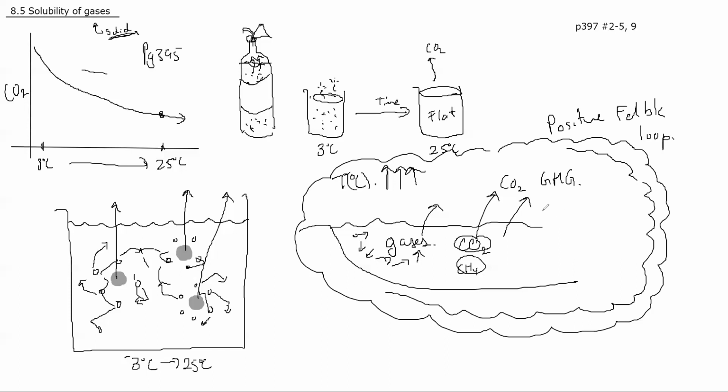Hey, going back to grade 9 science, everything connects. Please take a look at pages 395 and 396, which discuss in a short, concise manner how the solubility of gases is completely opposite to the solubility of solutes. And then go ahead to page 397. These are chapter 8.5's review questions. Try numbers 2 to 5 and number 9. See if you can answer some of those questions.